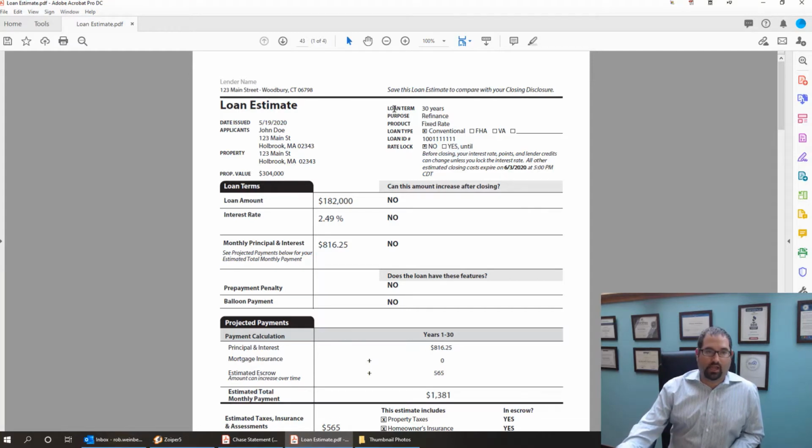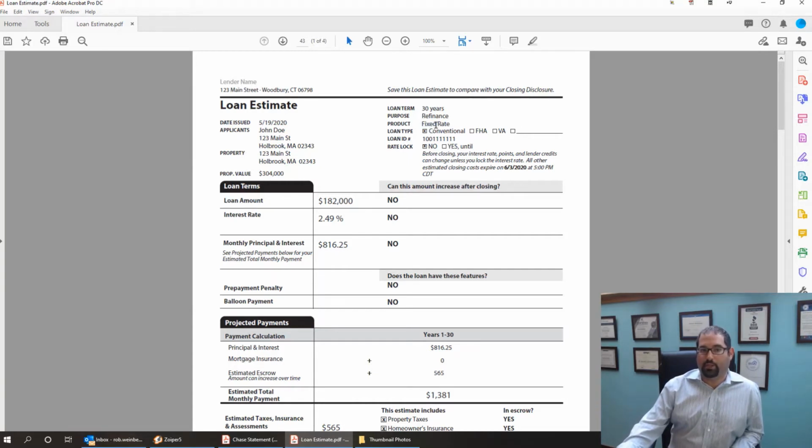Now, on the right-hand side of the top, it's got the loan term, 10-year, 15-year, 20-year, 30-year. It's got the purpose of the loan. In this example, it's a refinance. If you were buying a home, it would say purchase. It's got the type of product you're applying for. Okay, this is very important. If you're expecting a fixed rate, you want to make sure that you are getting a fixed rate. If you're getting an adjustable rate, it will notate that here.